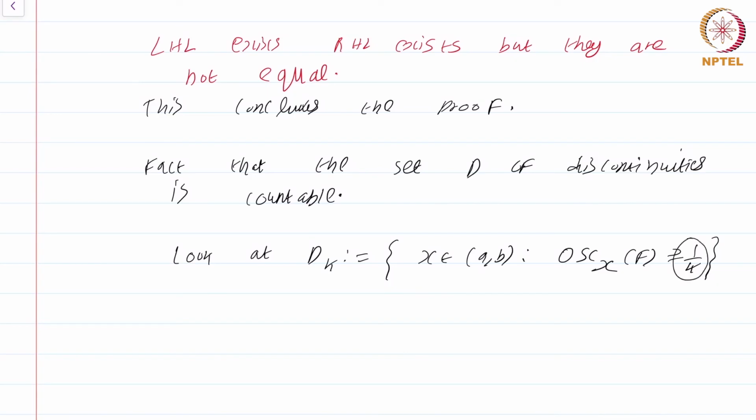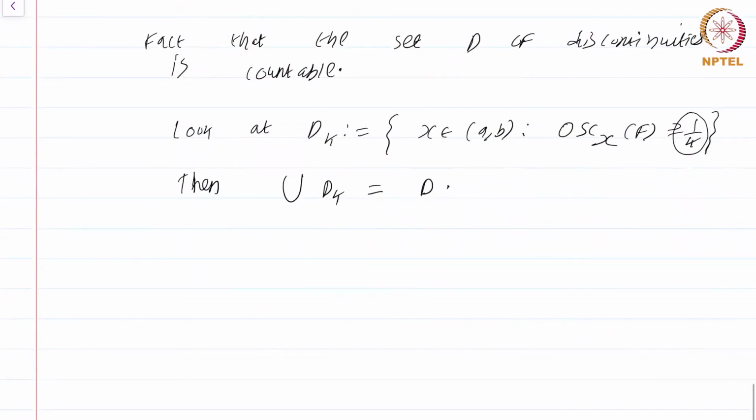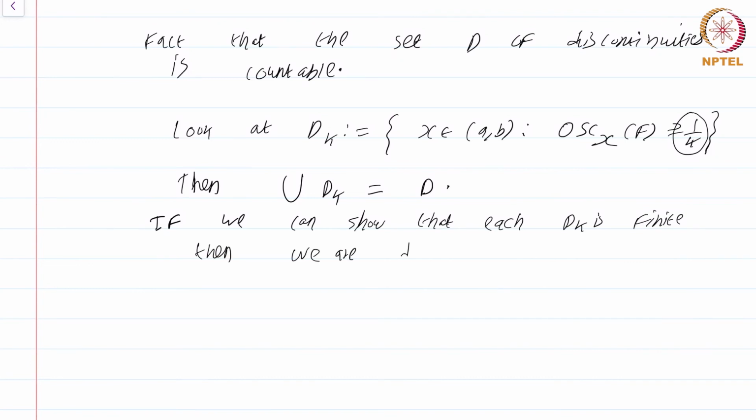Then the union over D_k is going to be equal to D. Union over D_k is going to be D. Now observe, if we can show that each D_k is finite, then we are done, because a countable union of finite sets is certainly countable. Then we are done. So fix k. We are going to focus our attention on D_k.